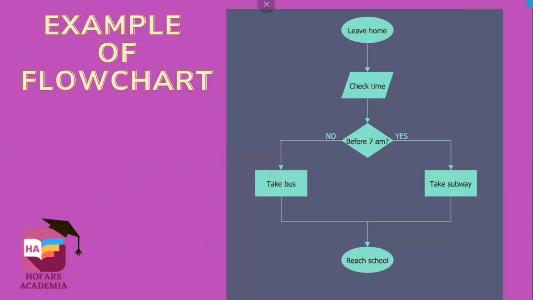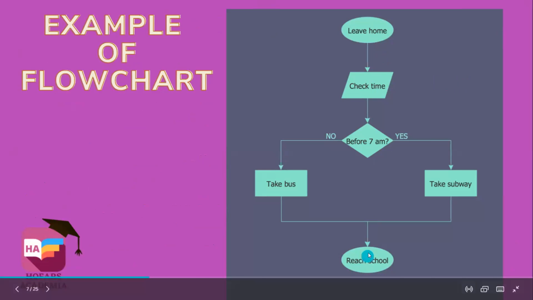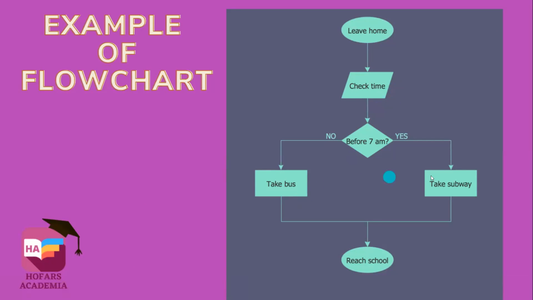So here you can see these are the different symbols I've used. Over here, this is the start node, this is the end node. This check time is like an input field. This take bus and the take subway is going to be your output, that is going to show you what you should do. And over here, the diamond shape is showing the condition. Over here, I'm showing you that if you are before the time, you should take the subway, and if it is not, you should take the bus. So over here, I'm giving you this condition of doing things.